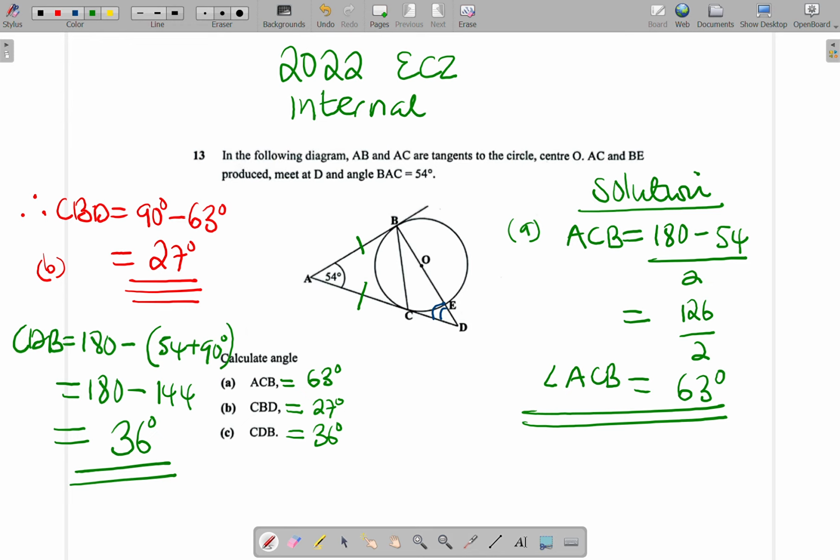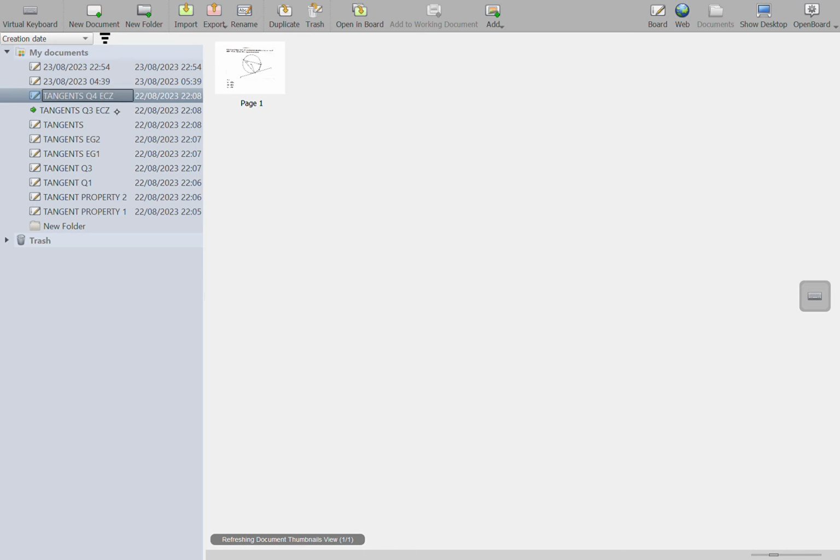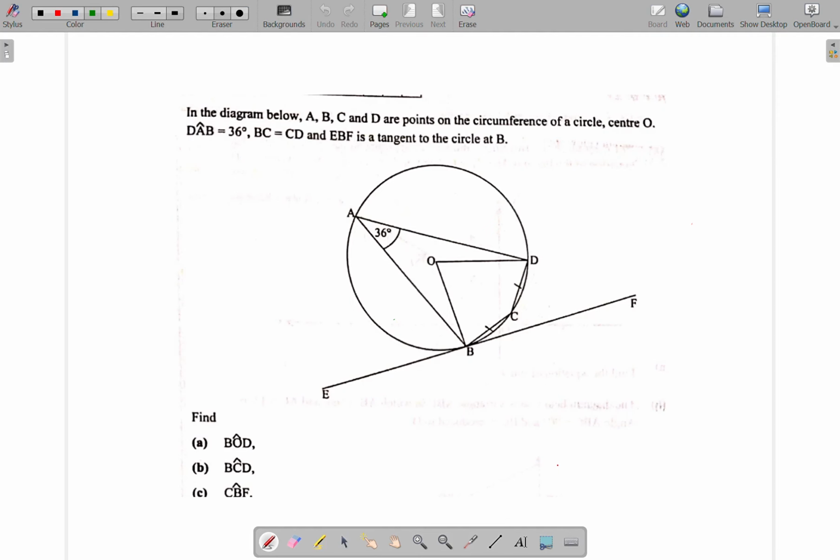Okay, let's look at another last question here. So the last question is this one here. I did not take note of the year in which it came, but it's from an ECZ past paper. So there you can see I have a tangent here. Very good. So let's just find the solutions to this without wasting much of our time.